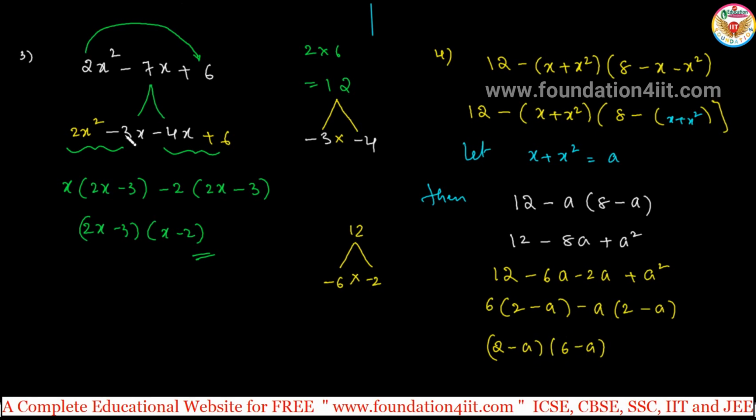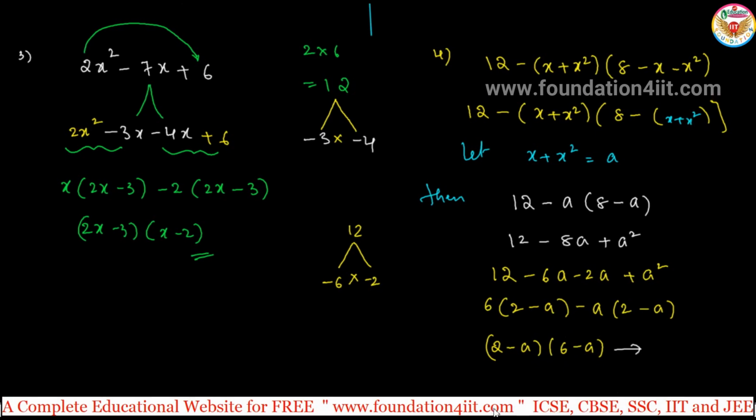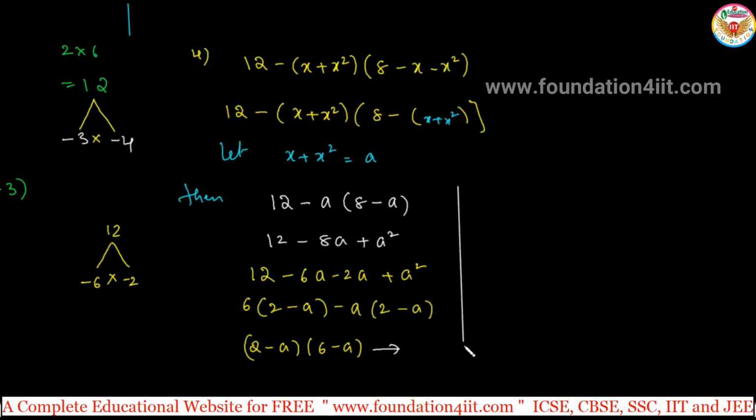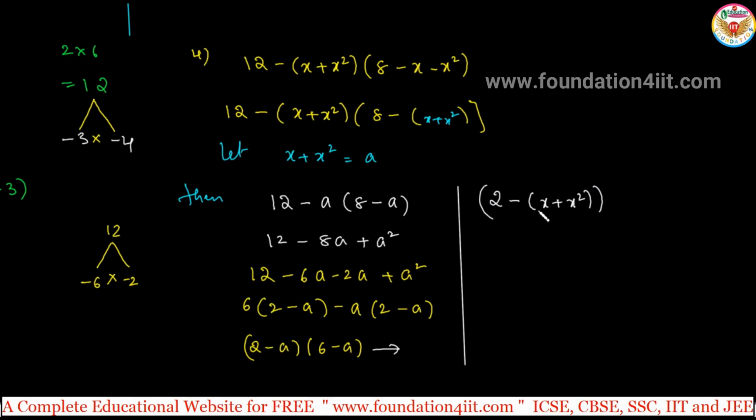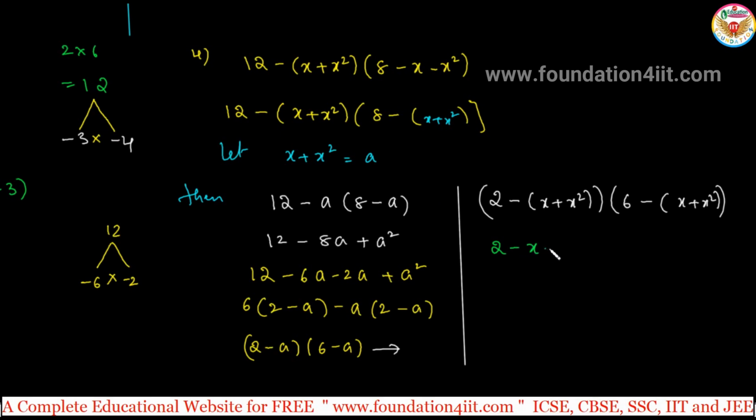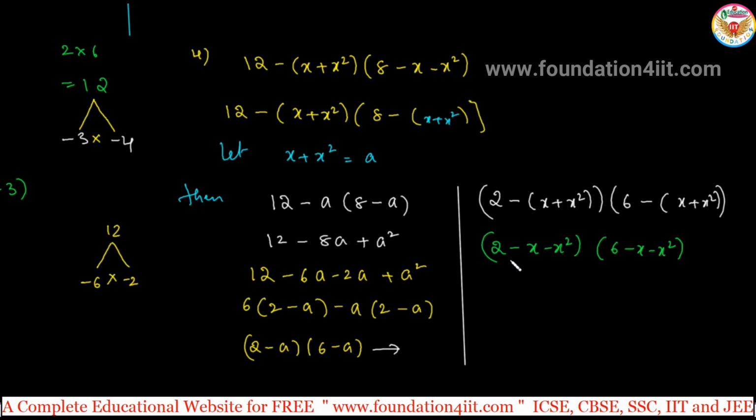Now we can replace this. Already according to the question, 2 minus a, but a is nothing but x plus x square. Close this. Again 6 minus a, the value of a is x plus x square. This you can open the bracket. That is 2 minus x minus x square, 6 minus x minus x square. Right? Now again we can factorize this: 2 minus x minus x square, 6 minus x minus x square. Again, splitting the middle term, we can make it.